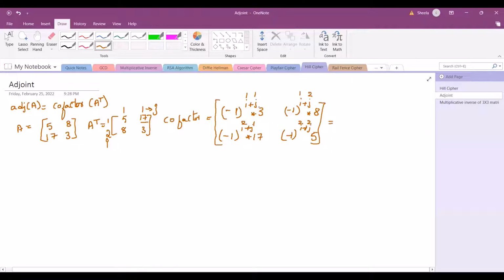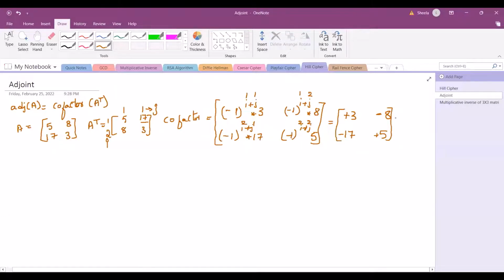According to that, minus 1 to the power of 1 plus 1, that is minus 1 squared, is nothing but plus 1, so we get a plus sign for this. Here minus 1 to the power of i plus j, 1 plus 2 is 3, so minus 1 cubed is minus 1, and minus 1 into 8 is minus 8. Similarly here minus 1 to the power of 3, so we get minus 17. And here minus 1 to the power of 2 plus 2, that is 4, so we get plus 5. So this is the corresponding cofactor.